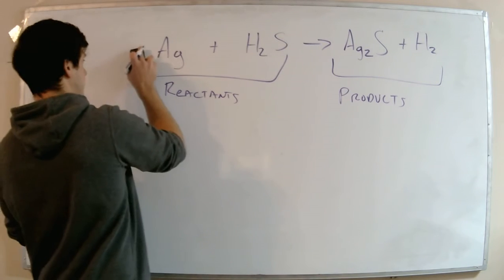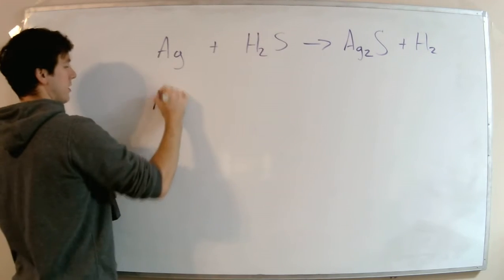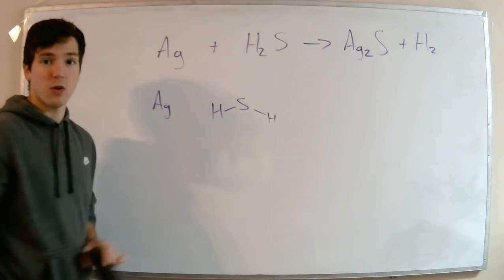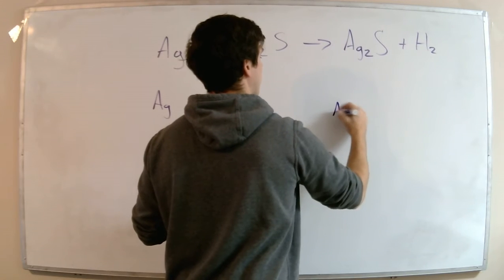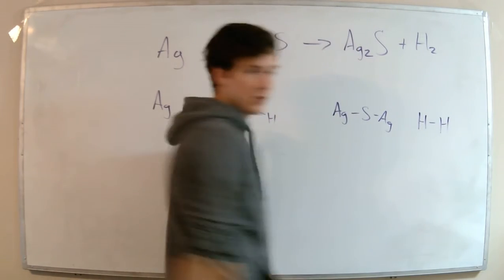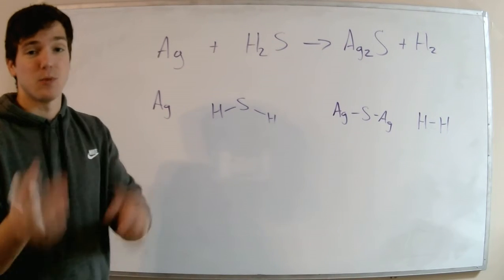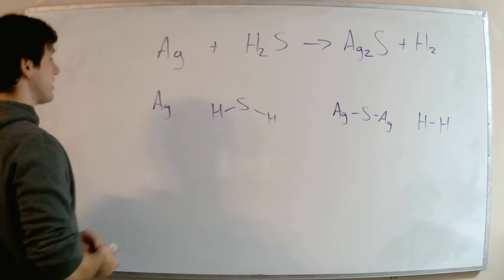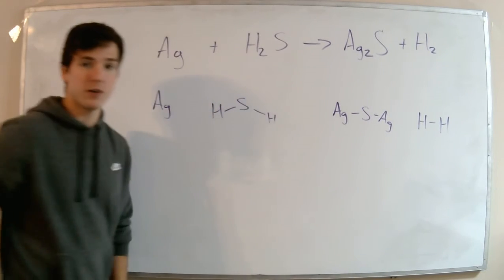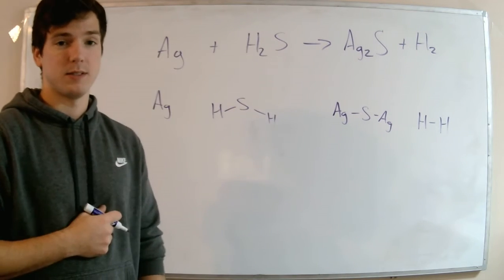Well, let's look at this. Right now, I have one silver atom. I have two hydrogen and one sulfur atom. Over here, I have two silvers bonded to a sulfur, and then I have one hydrogen atom. I should have the same amount of elements on one side that I do the right side, okay? So I'm looking at this. I have two hydrogens. I have one sulfur. I have one sulfur. And I have two silvers, but over here I only have one silver, okay?